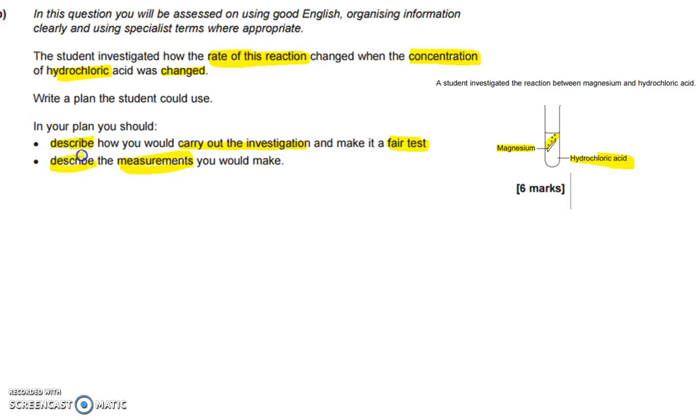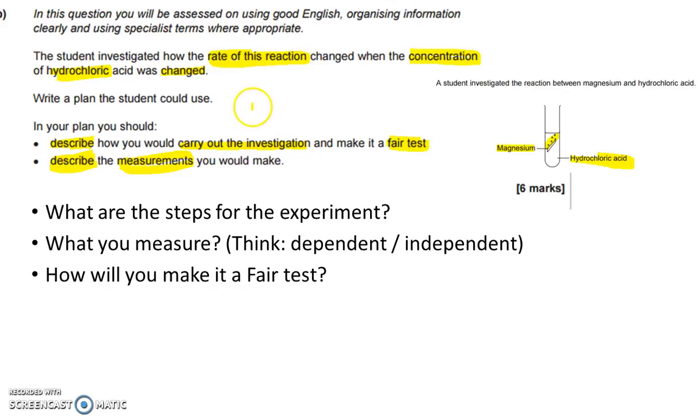Now remember, in any experiment, you're going to have to make 2 measurements. And think about what the word rate of reaction means. So effectively, to get the 6 marks, you need to break the question down into 3 bits. What are the steps for the experiment? Giving a nice step-by-step guide, including what you'd measure. I've just given you a little bit of a hint here. Think dependent variable and independent variable. What are you going to measure? What are you going to change as well? And then finally, how are you going to make it a fair test? So really here, we're talking about control variables.